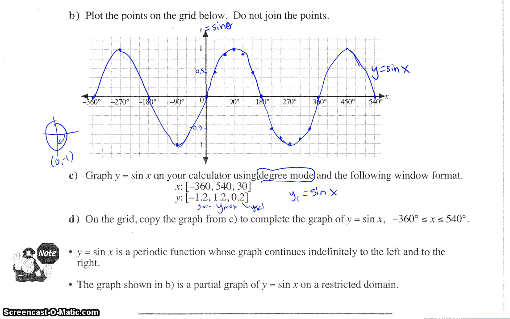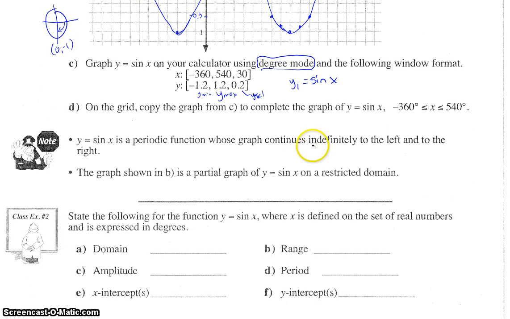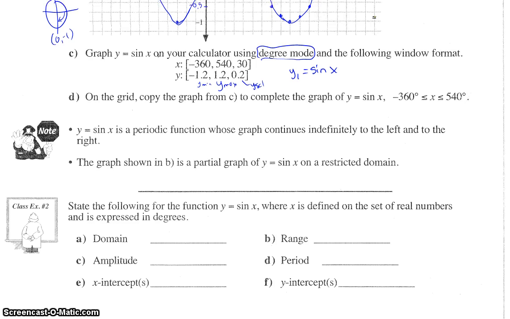Okay, so a couple notes here. Sine is a periodic function whose graph continues indefinitely to the left and to the right. We stopped our graph there, but that doesn't mean it didn't keep going. And so what we've graphed here is just a partial graph of what is actually there. So let's see if we can fill in these answers. State the following for the function where x is defined on a set of real numbers and is in degrees. Domain, obviously it goes forever, so we're going to say our domain is element of the reals.